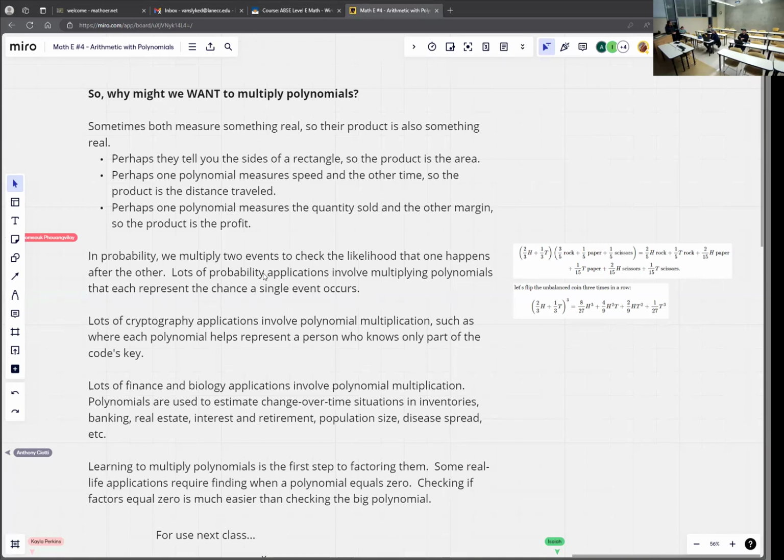And then finally, as I mentioned before, when we multiply polynomials, that helps us with factoring them. And a lot of times we want to find when this formula equals 0. And checking when factors equal 0 is much easier than checking the big thing. Okay, did that answer your question enough? Yeah.